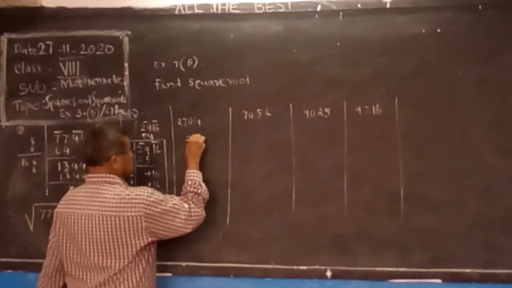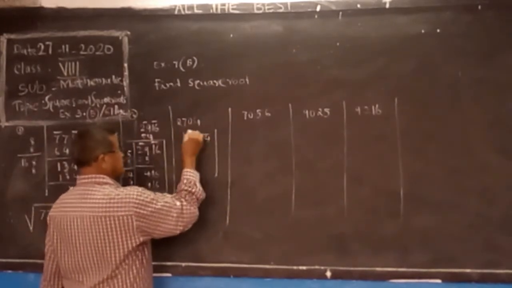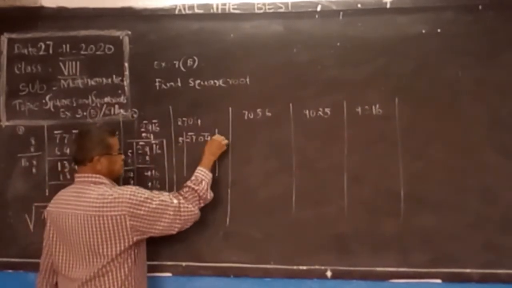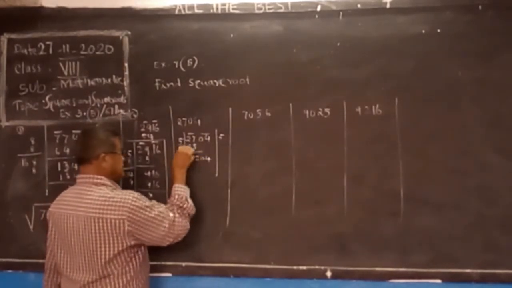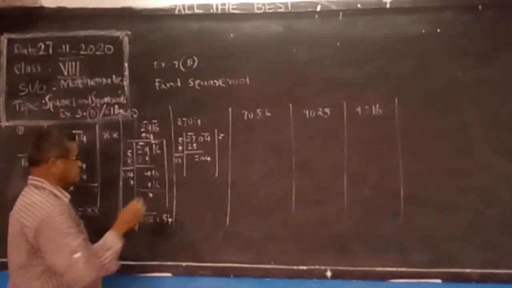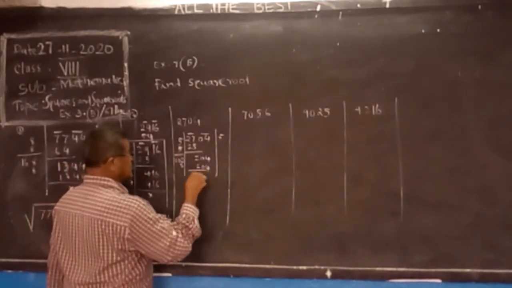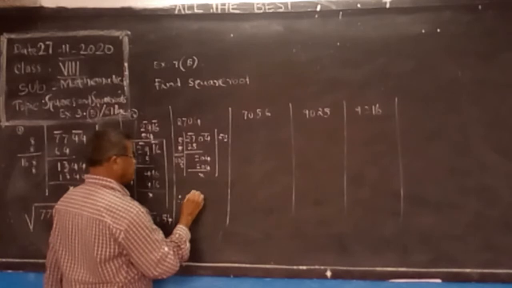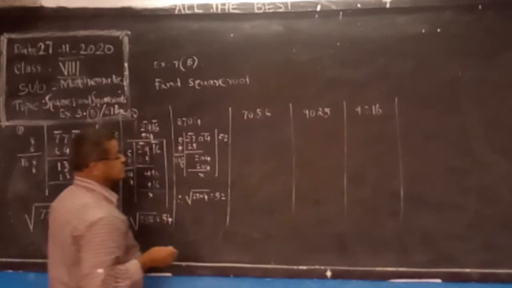Second, 2704. Make pairs. 5 fives are 25, remainder 204. Repeat the same number, 10. 4 is there in the units digit. It is possible with 2. 2 twos are 4. Satisfied. First pair 5, second pair 2. Therefore, the square root of 2704 is 52. Like this.